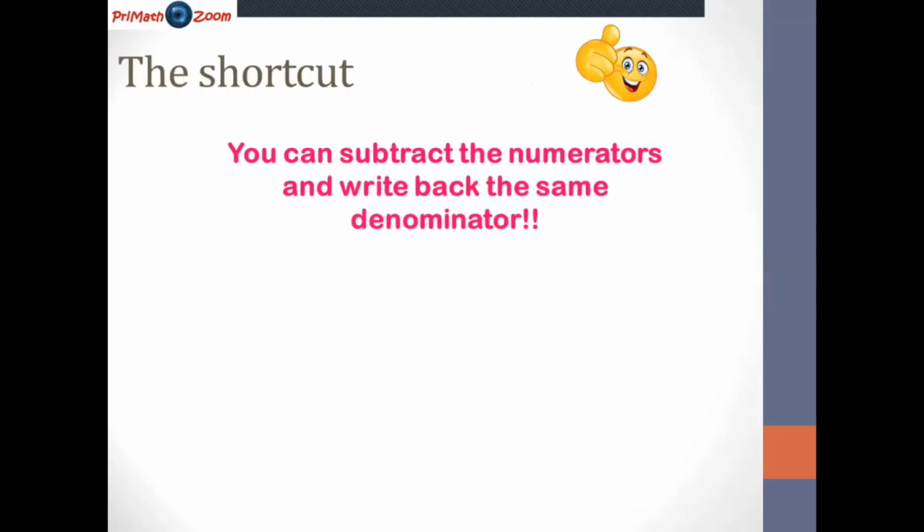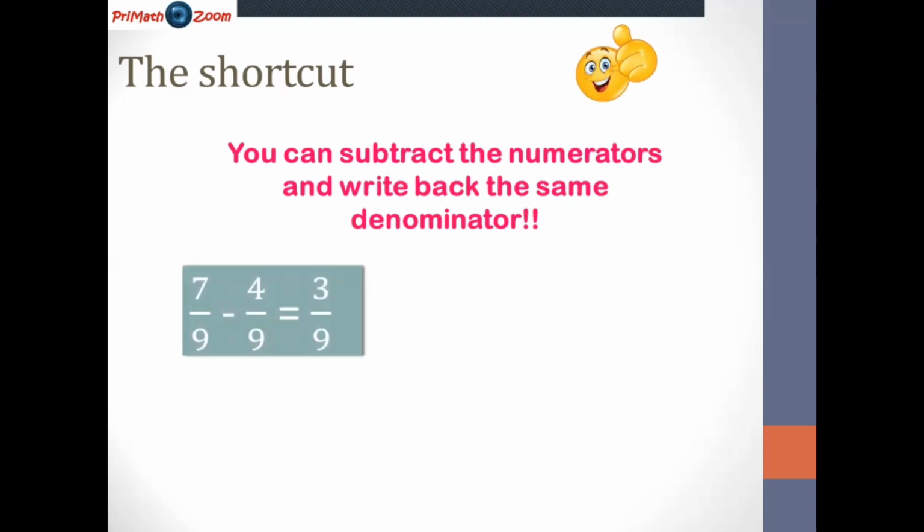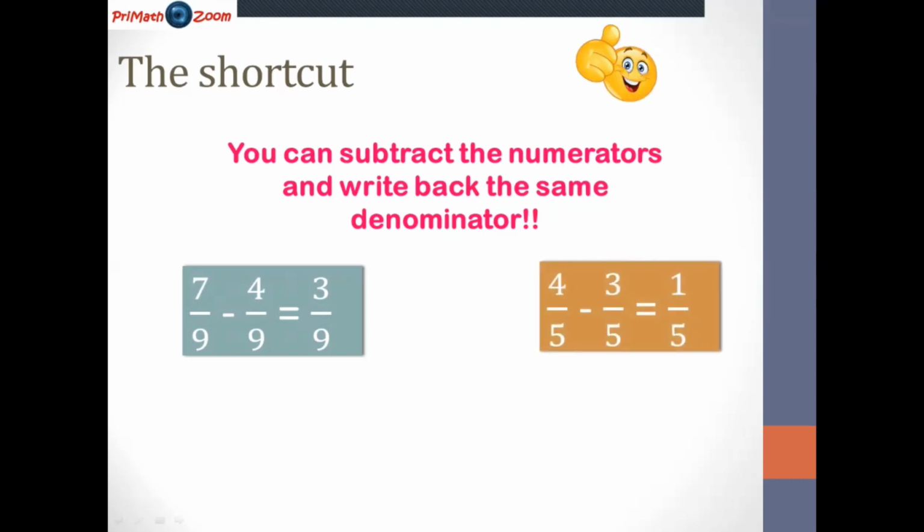Now, with the shortcut that we've been using, it is basically saying that you can subtract the numerators and write back the same denominator. So when you subtract the numerator, you'll put the difference there in the numerator part, and you write back the same denominator. Like these, 7/9 minus 4/9 means that 7 minus 4 will give us, yes, 3, and we'll have the same denominator written back. So 3/9 will be our answer. And like this one again, 4/5 minus 3/5, we can simply subtract the numerators of 3 from 4, and that will give us 1. And then our fraction would be 1/5 for our answer.